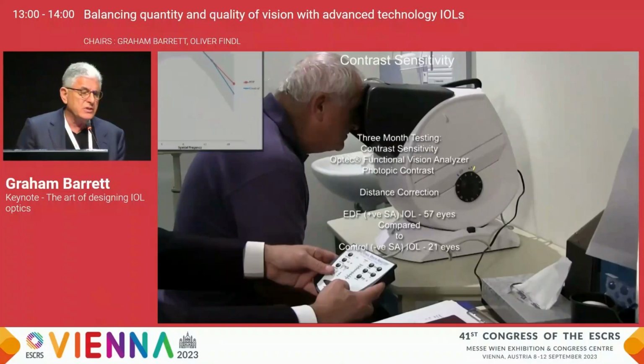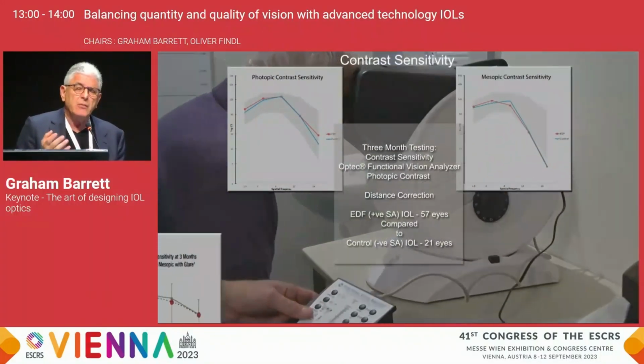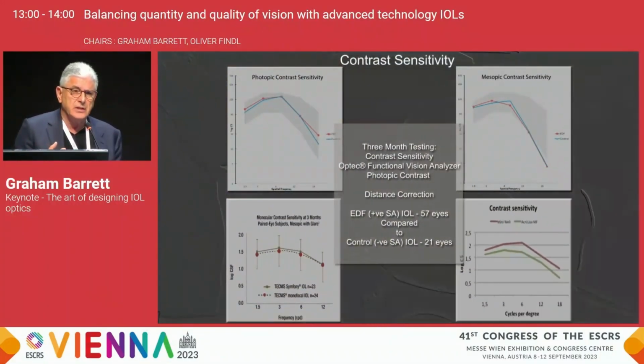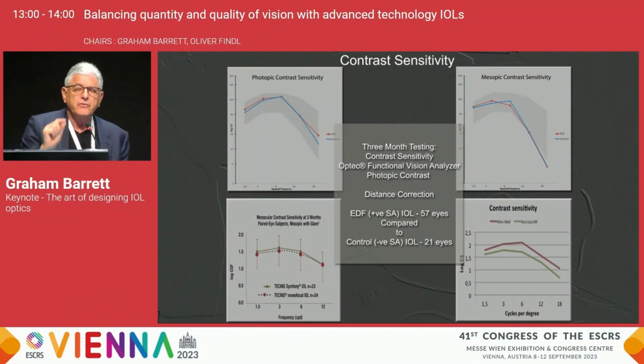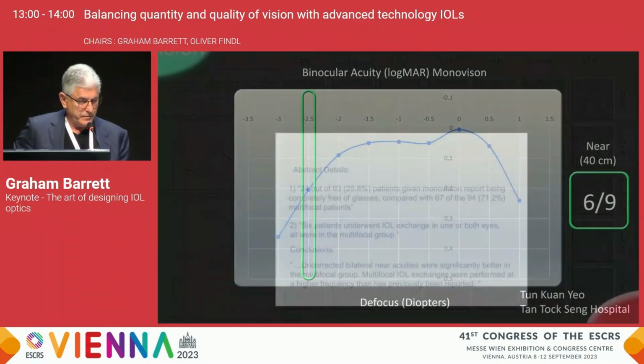Now, most important is the quality of vision. And when I compared the contrast sensitivity with the same patient but different lenses in each eye, I found it very difficult to find any difference in impact comparing the positive spherical aberration optic to a standard negative aspheric optic, both for photopic and mesopic contrast sensitivity.